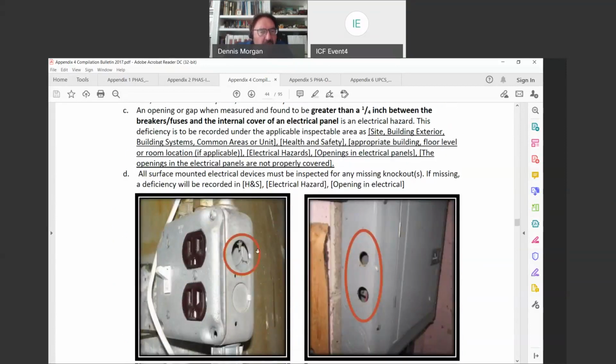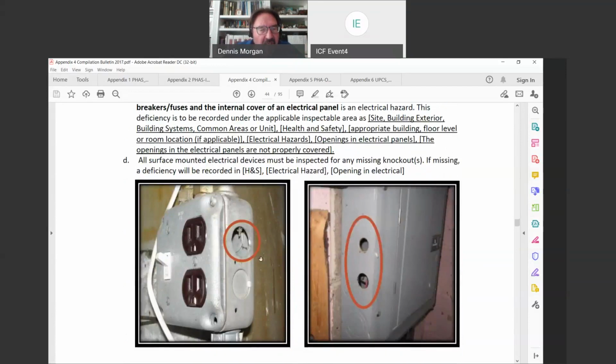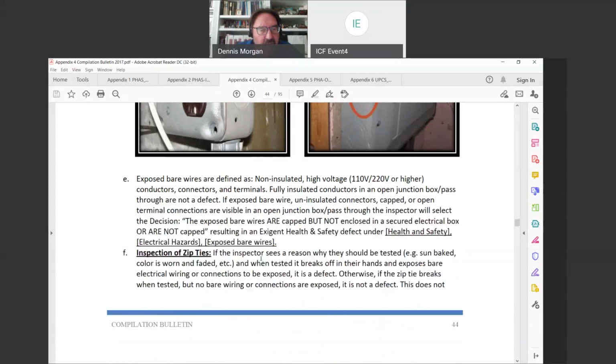Don't forget, when you're doing your pre-inspection, be looking for where somebody has done a knockout and didn't replace these knockout areas. That's exposing electrical. That is a health and safety issue. That is an LT. High points are associated with that as well.